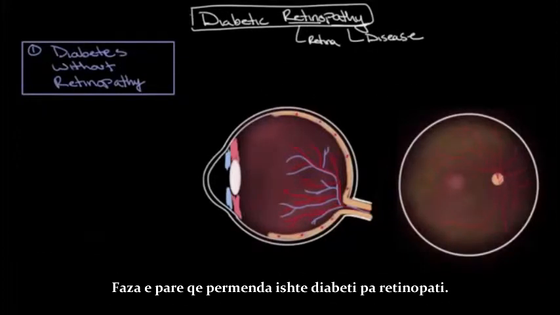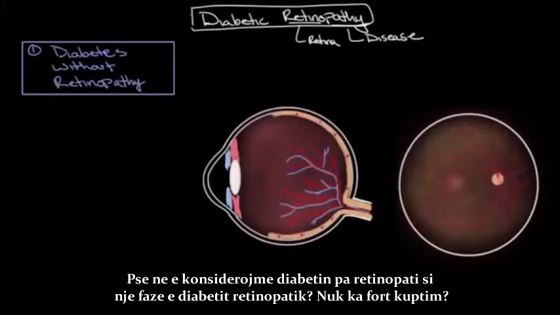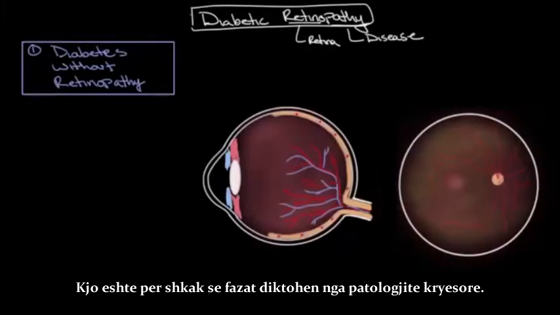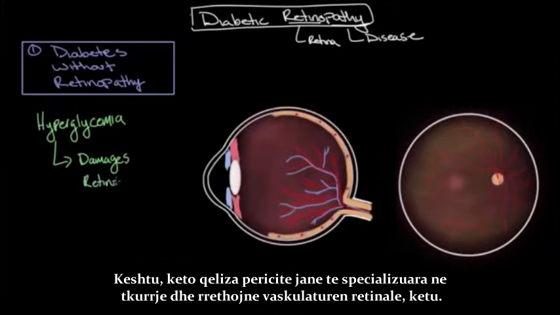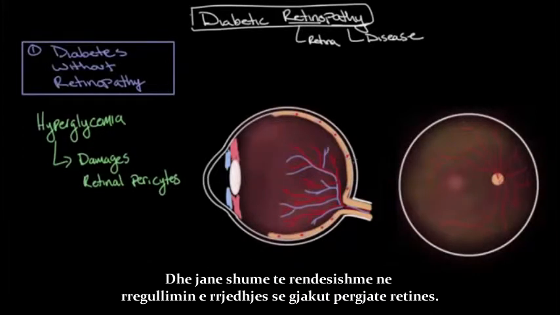So the first stage I mentioned is diabetes without retinopathy. So why do we consider diabetes without retinopathy a stage of diabetic retinopathy? It doesn't quite make sense. And this is because the stages are dictated by the underlying pathology. And so long before someone with diabetes develops vision changes, the underlying hyperglycemia, or high blood sugar levels in their blood, causes damage to cells known as pericytes within the retina. So these retinal pericytes are specialized contractile cells that surround the retinal vasculature here, and they're very important for helping regulate blood flow throughout the retina.